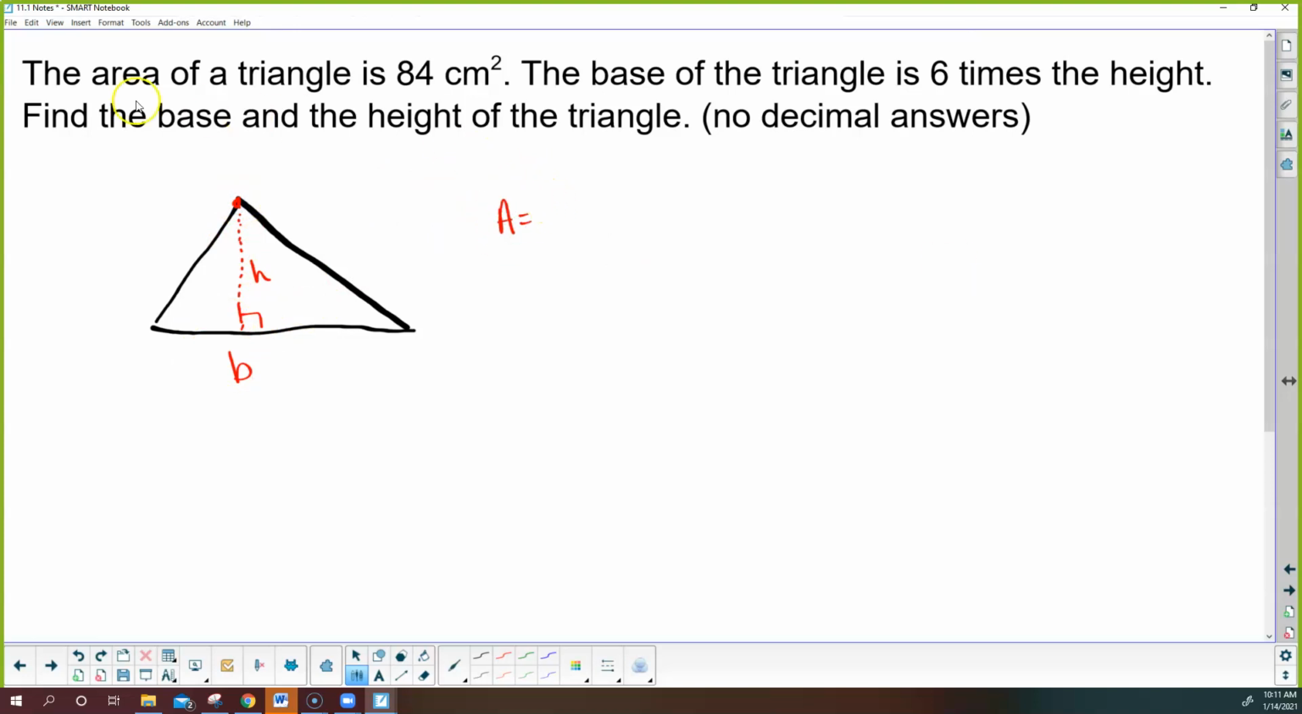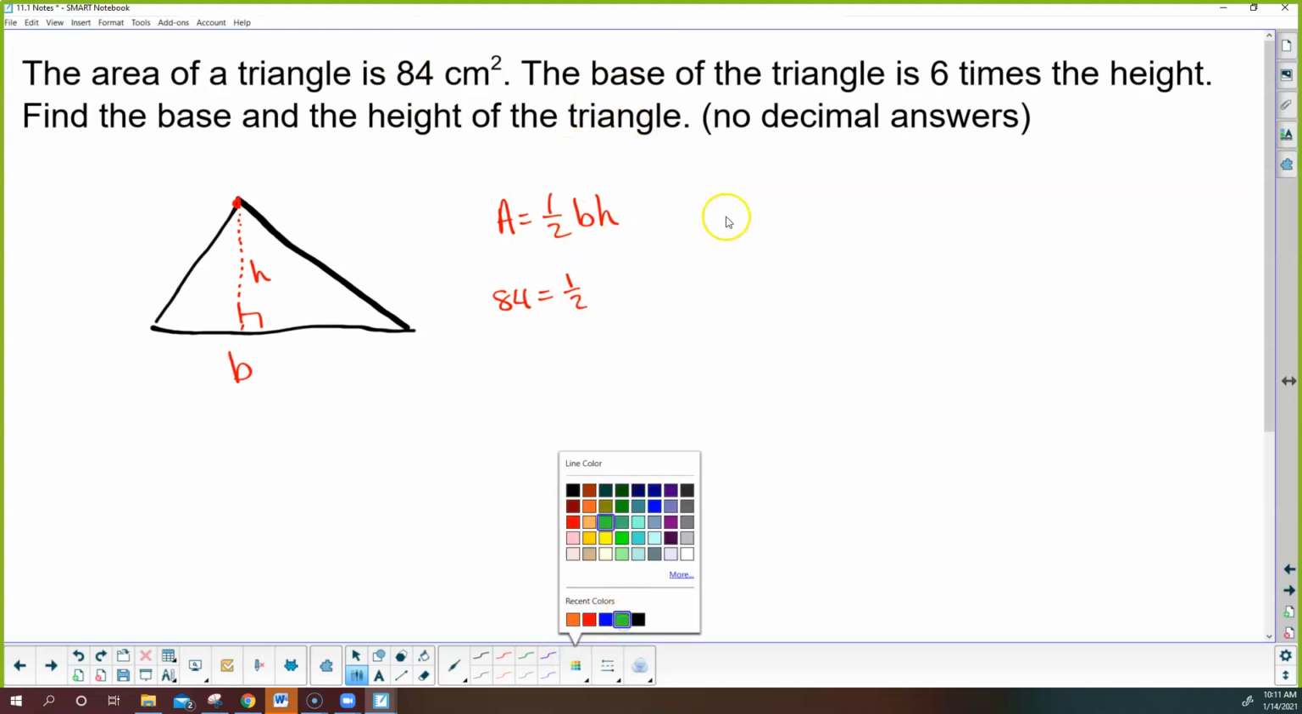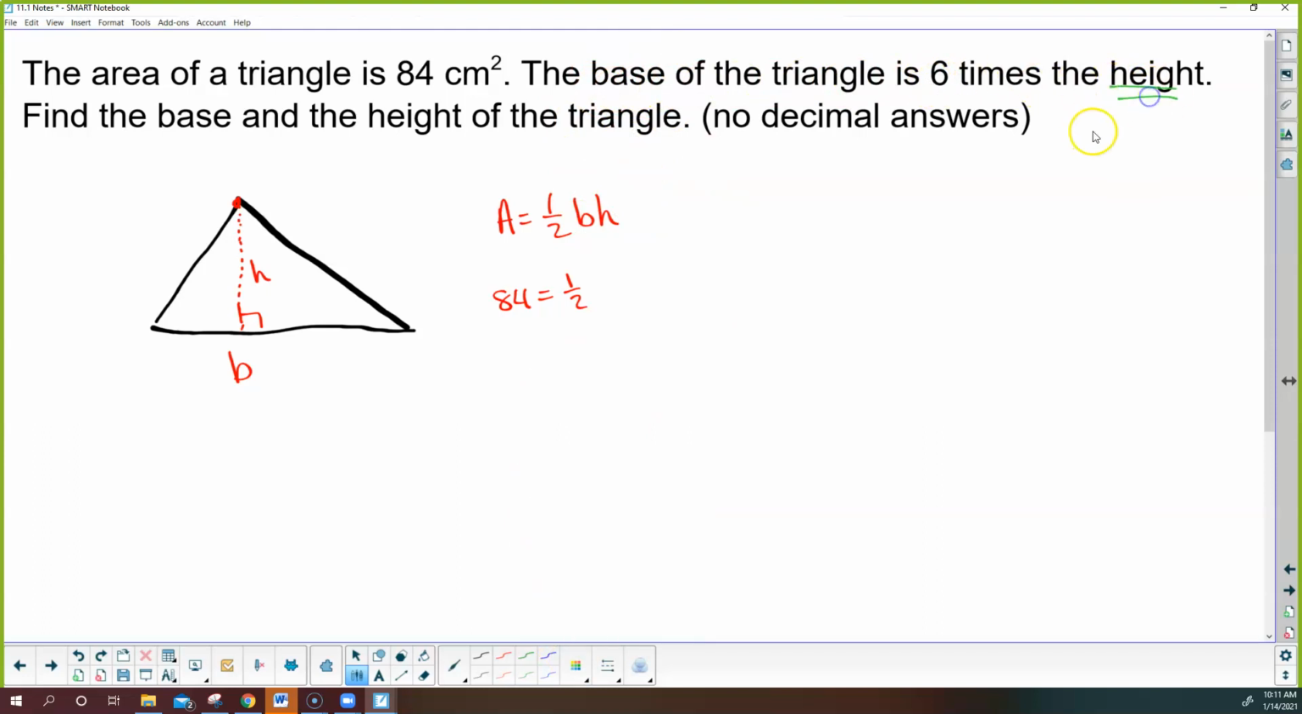So what do I know? I know right away from the first couple of words the area of a triangle. So I'm going to write out the area formula: the area of a triangle is 1/2 base times height, and I know that area is 84 centimeters squared. And that's the tricky part, right? The base of the triangle is 6 times the height. Well, let's think of that. Do I know what the height is?